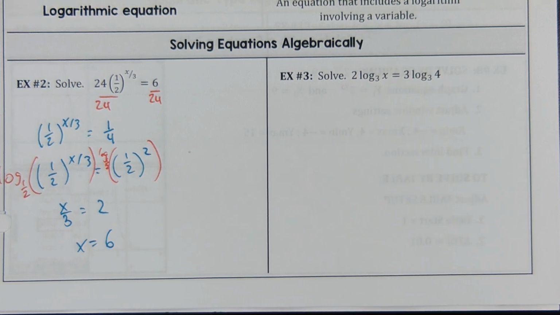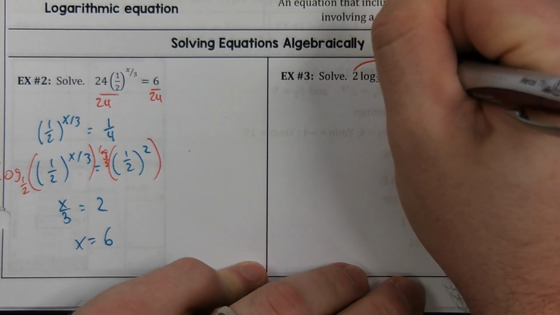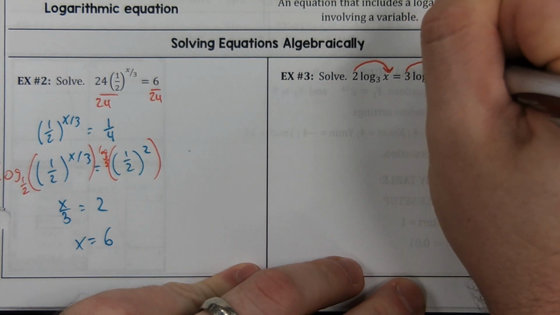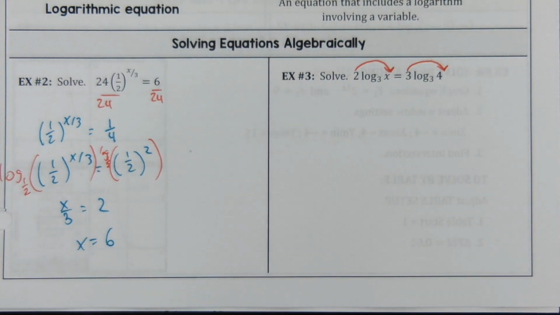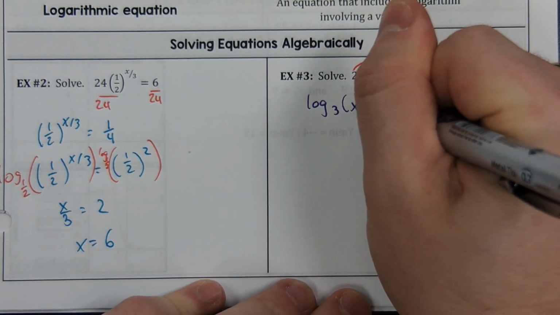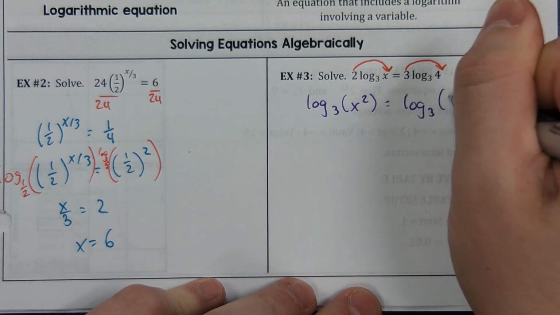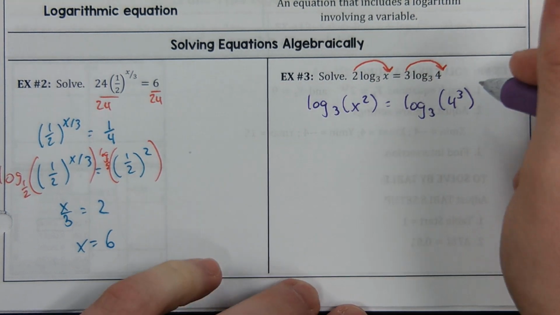Ahmed? The coefficients can be condensed back into exponents of the argument using a logarithm condensing rule. That leaves us with log base 3 of x squared equals log base 3 of 4 cubed.